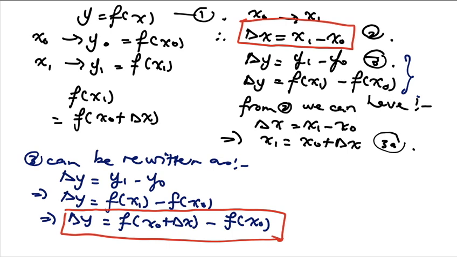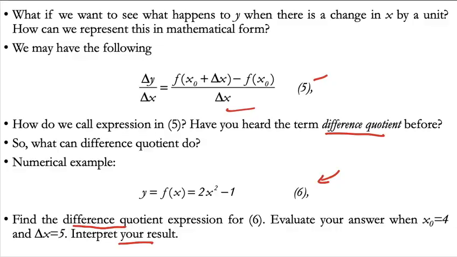Now, let's go to the numerical example. Like I said just now, I repeat the question. The numerical example gives you expression 6, and then you need to find the difference quotient expression for 6. And then after that, you evaluate your answer when x0 equals 4 and change in x equals 5. After that, you need to interpret your result. Okay, let's do it one by one.